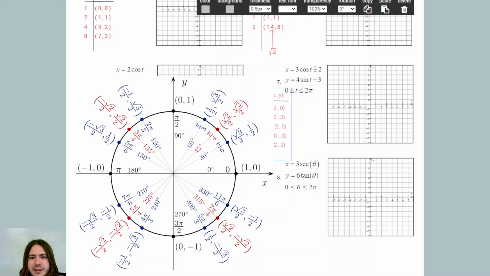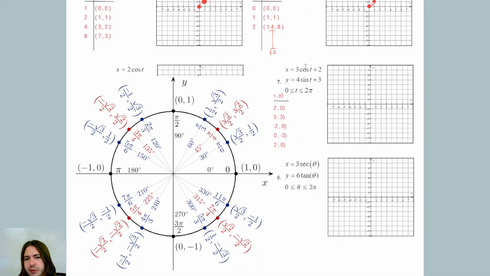So if I plug in 0 and I plug in pi over 2 and pi and 3 pi over 2, I'm still looking at those extreme quadrant coordinates. So like 1, 0, 0, 1, and so forth. And I'll take those coordinates and I'll multiply the x by 3 and add 2. And I'll take the y coordinates, multiply the y by 4, and then add 3.